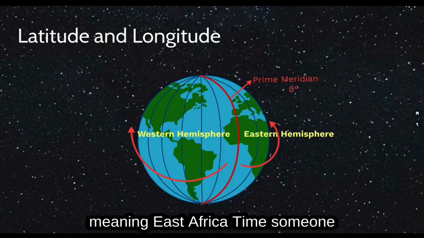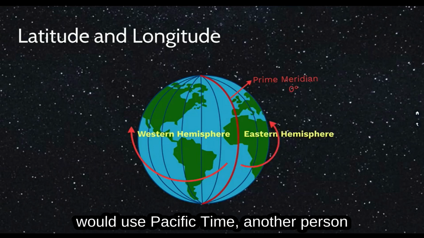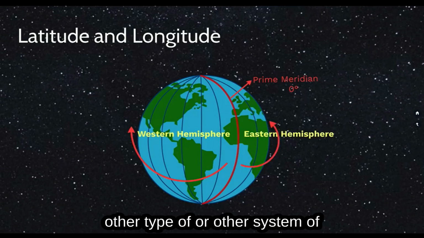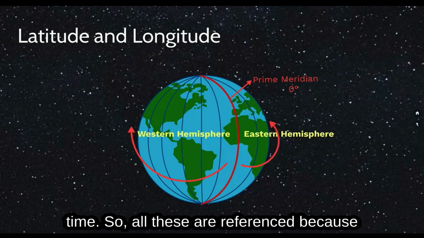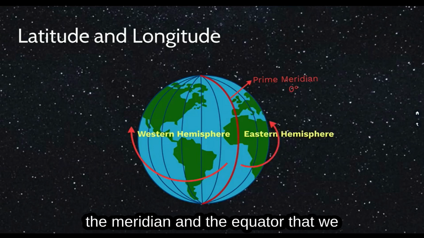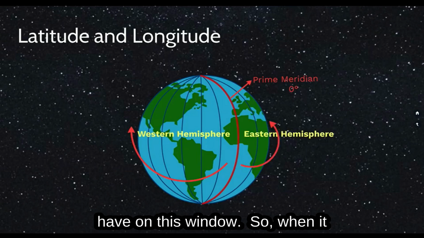EAT, meaning East African time. Someone will use Pacific time. Another person will use another system of time. So all these are referenced due to the occurrences of the meridian and the equator that we have on this globe.